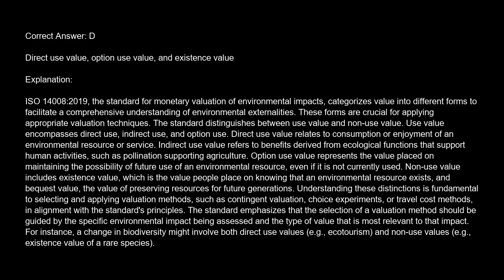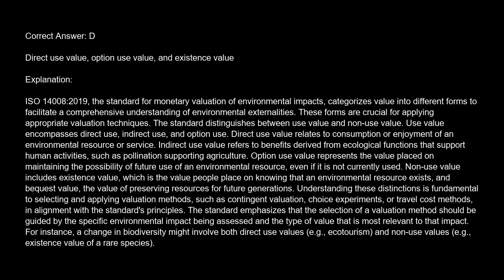The standard distinguishes between use value and non-use value. Use value encompasses direct use, indirect use, and option use. Direct use value relates to consumption or enjoyment of an environmental resource or service. Indirect use value refers to benefits derived from ecological functions that support human activities, such as pollination supporting agriculture. Option use value represents the value placed on maintaining the possibility of future use of an environmental resource, even if it is not currently used. Non-use value includes existence value, which is the value people place on knowing that an environmental resource exists, and bequest value, the value of preserving resources for future generations.